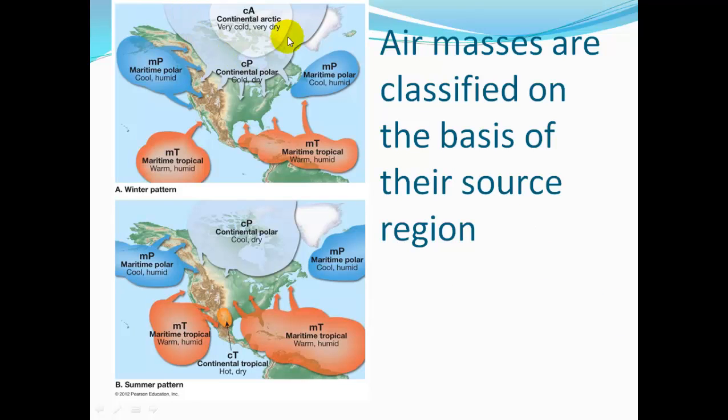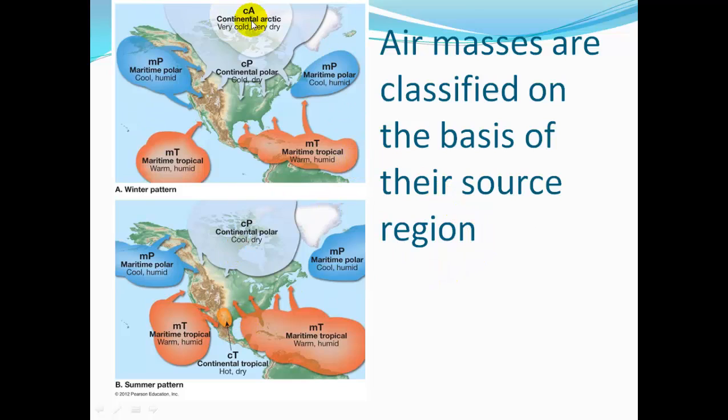Here we have our continental polar, Canada. Here's our continental Arctic, very, very cold, dry. Our maritime polar, cool and humid. Over here, maritime polar, cool and humid. Then our maritime tropical, warm and humid, and our maritime tropical, warm and humid air. Okay, that's the winter pattern.